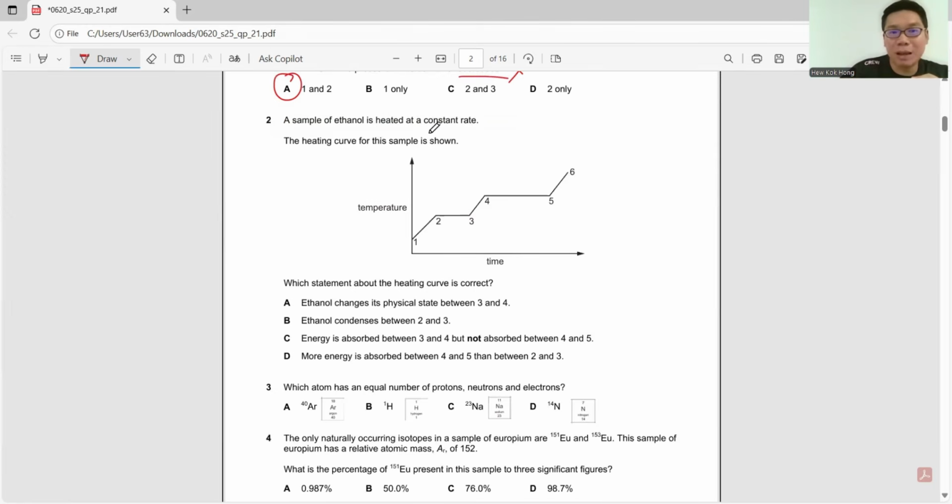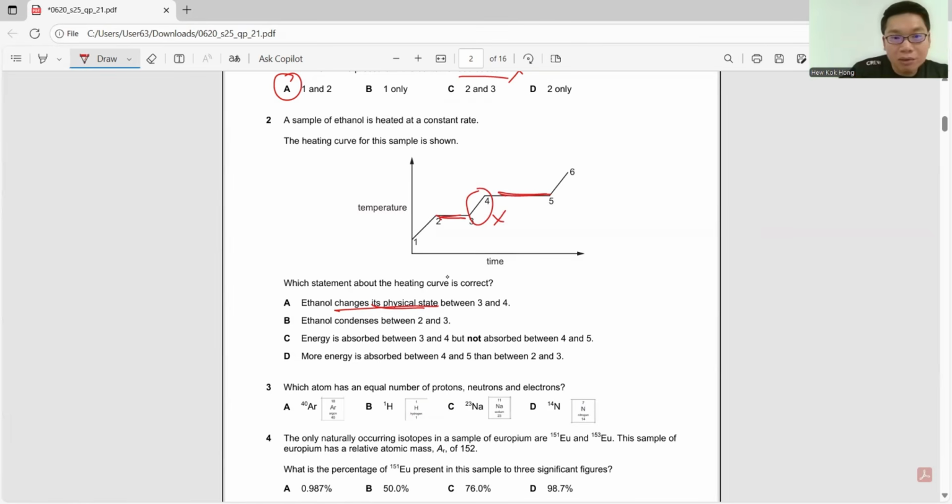A sample of ethanol is heated at a constant rate. The heating curve for the sample is shown. Which statement about the heating curve is correct? It says change physical state between 3 and 4. No. In this situation, it's the same state. Change of physical state always happens when it's horizontal.